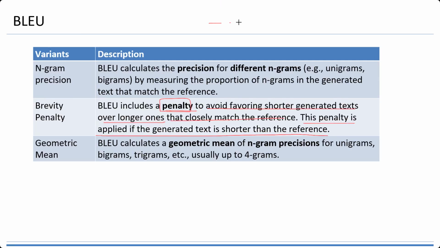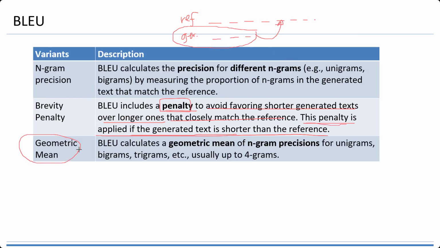If we have 1, 2, 3, 4, 5, 6, 7, 8 words for the reference, and for the generated text we have only 1, 2, 3, then it is shorter, so the penalty is applied. Because it is shorter, we put a penalty, because this is not the same length as the reference.